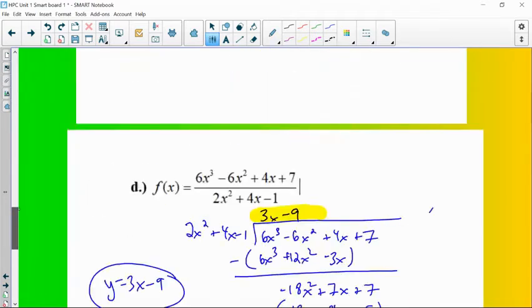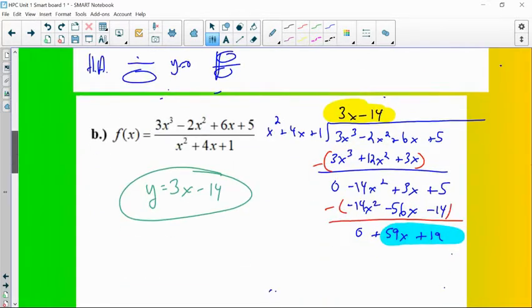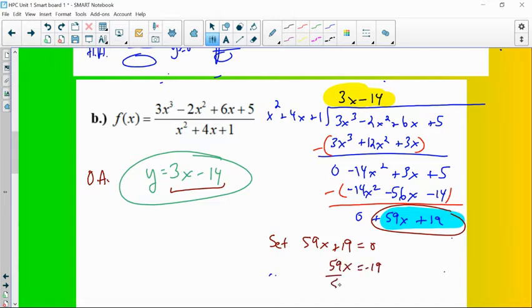So if you go back up to a couple of them we did already, for example, let's go to B. So here's example B, and I did my long division. I got this. Remember, this is the oblique asymptote. But then this was my remainder, 59x plus 19. So if you set 59x plus 19 equal to 0 and solve, you'll find the cross point. And it's not a super nice cross point, right? Subtract 19, so you get 59x equals negative 19, and then divide by 59. So you end up getting x is equal to negative 19 over 59.